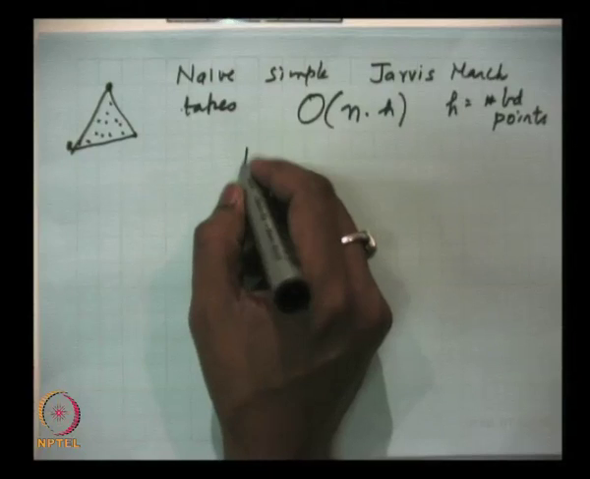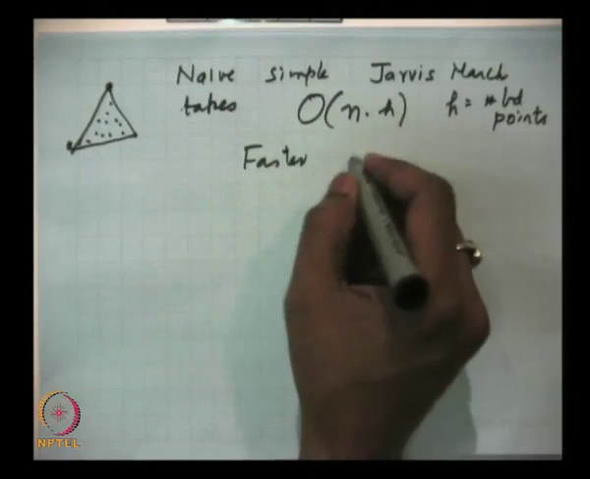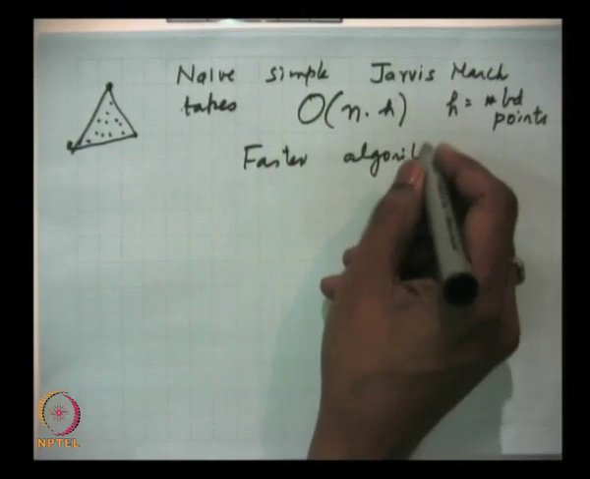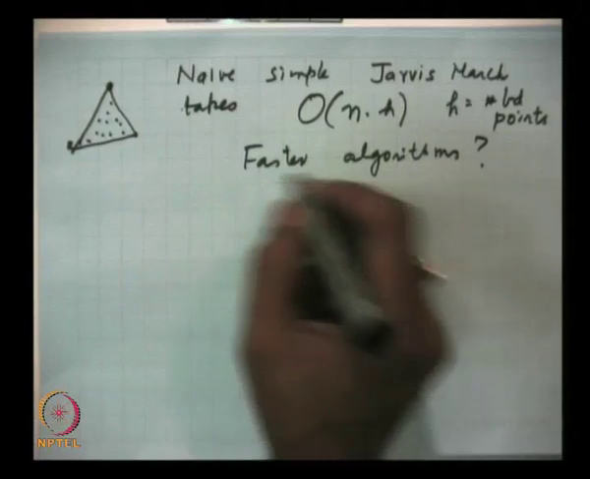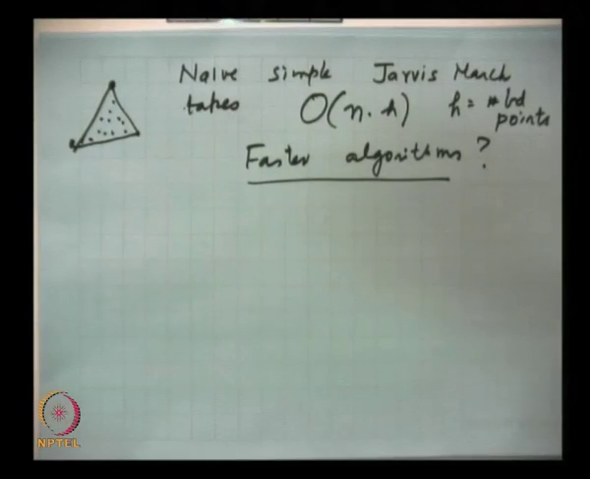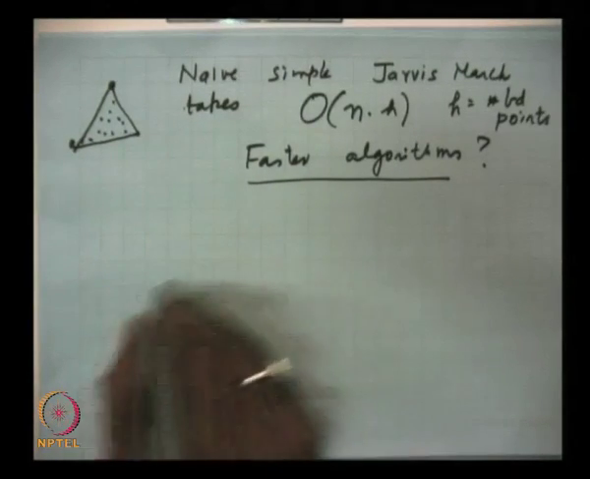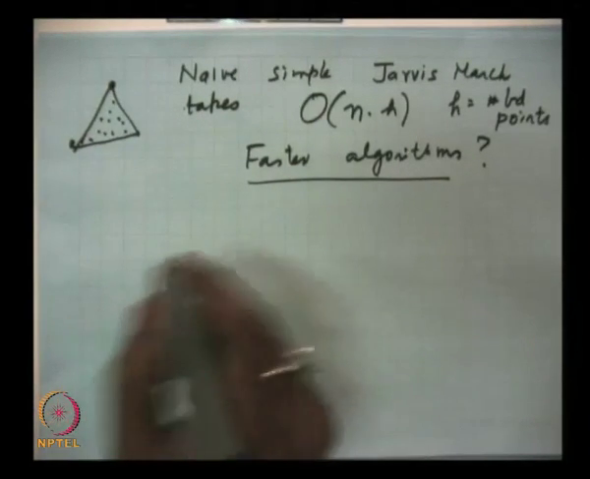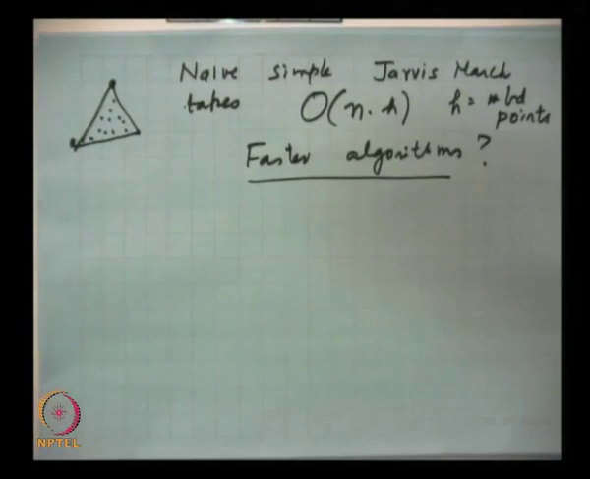So, faster algorithms. I will only just give you the idea, and we will do the analysis tomorrow, next class. So, for that, what I will do is define the notion of what is called an upper hull and a lower hull.